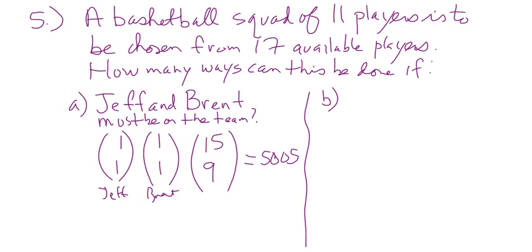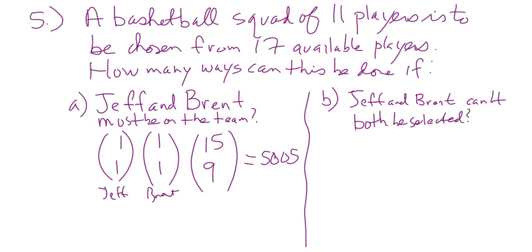What if Jeff and Brent can't both be selected? Okay, so now you got to rack your head a little bit, right? They both can't be selected. Does that imply that one of them has to be selected? No. So that means either Jeff is selected and Brent isn't, or Brent is selected and Jeff isn't, or neither of them are selected.